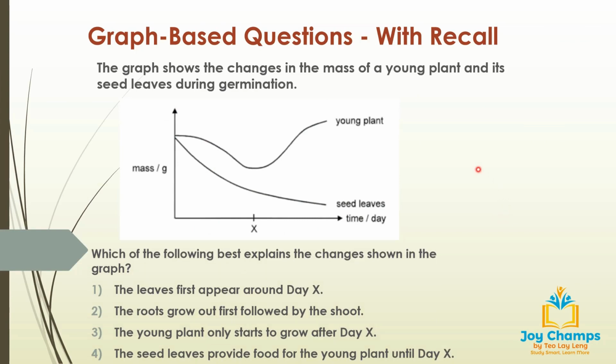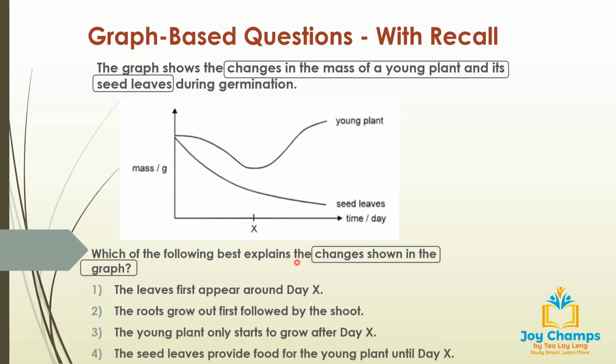I always tell students, before you attempt to get the correct answer, always highlight what are the important information that the question has presented to you. So in this case, the changes in the mass of a young plant and its seed leaves. So this graph is actually showing you how the mass of the young plant changes during germination and how the mass of the seed leaf changes during germination.